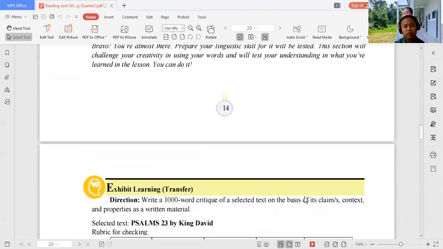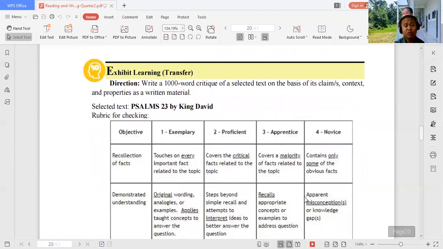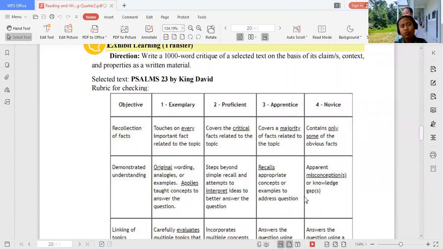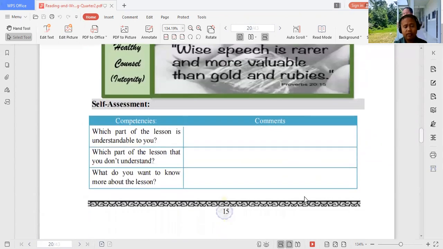So by the way, class, you have to visit the book of Psalm 23. Now, what is Psalm 23? You have to search it in the Bible and then critique it. And then, so that's the end. You have to pass to me your performance test, because remember, class, your performance test is 60%. And then here in self-assessment, which part of the lesson is understandable to you? Which part of the lesson that you don't understand, and what do you want to know more about the lesson?